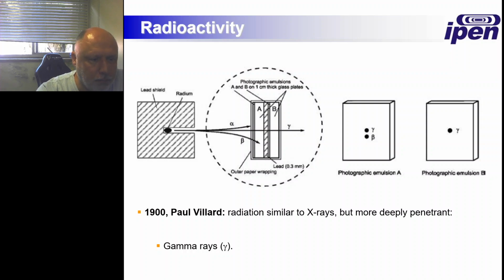So Paul Villard, this is what's known, I forgot the name of the experiment, but anyway, there's a way to differentiate different decays. We have a lead shield, because it was already known that lead would block all radiation. So you have a lead shield with a small hole and a sample of radium inside. Then you have a small target, which is made of an outer paper wrapping. You have two photographic plates and a small piece of lead between them. Very thin piece of lead.